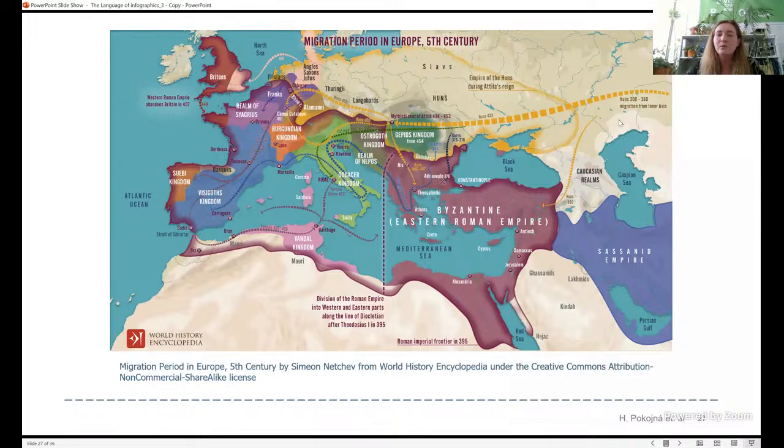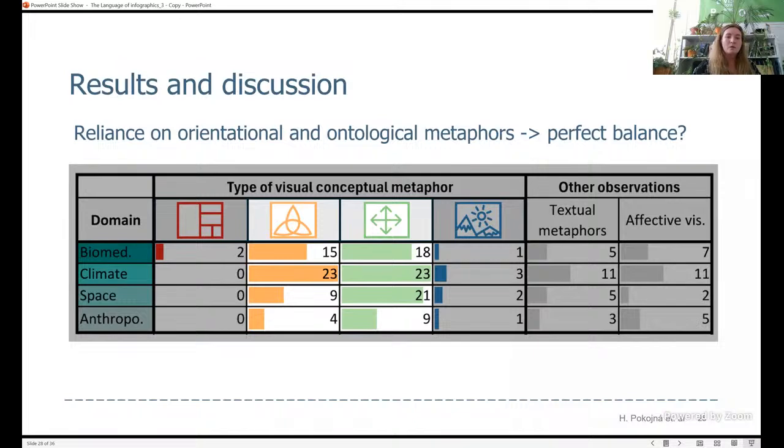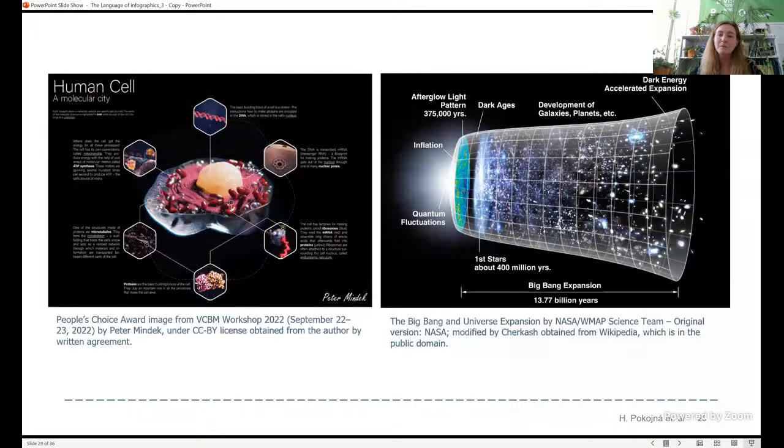So for example, movement across time is represented with arrows. You have thickness of arrows representing number of people, as well as little glyphs that represent important places. These, however, align more with our definition of visual abstraction rather than visual conceptual metaphor. We also have found that the ontological and orientational metaphors are being used the most across all of the domains. So maybe this is the perfect balance for explaining information, at least in the 4 domains we have studied.